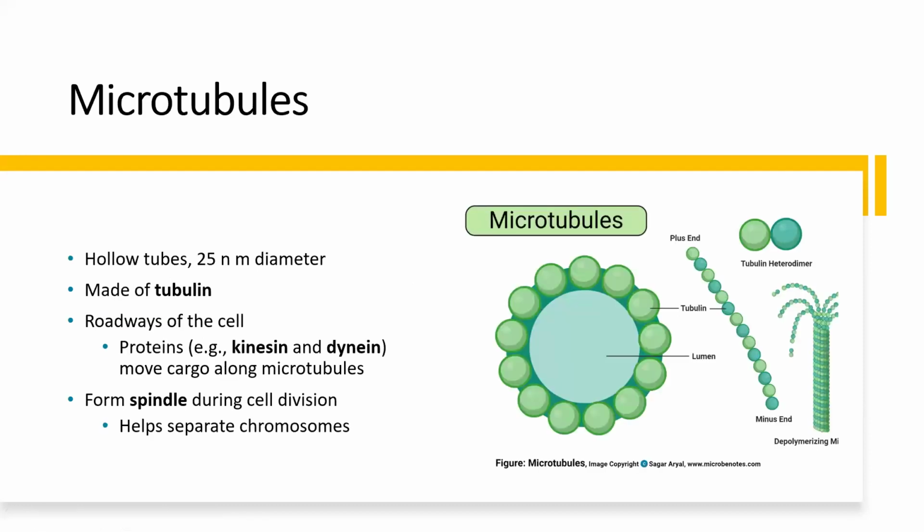Your microtubules are these hollow tubes. They're about 25 nanometers in diameter. They're made up of the protein tubulin. These are kind of like the roadways of the cell, so they help move stuff throughout the cell, using these kinesin and dynein proteins as well. And of important note is that microtubules form the spindle during cell division, which is what helps you separate out your chromosomes.